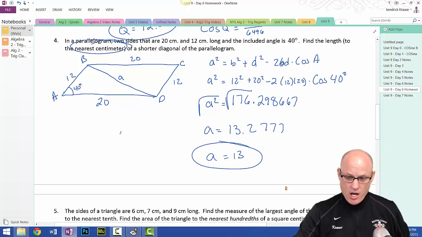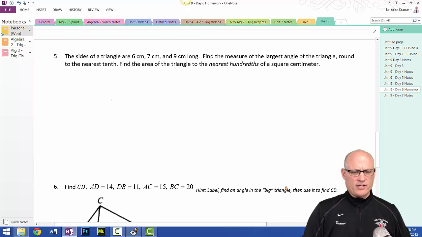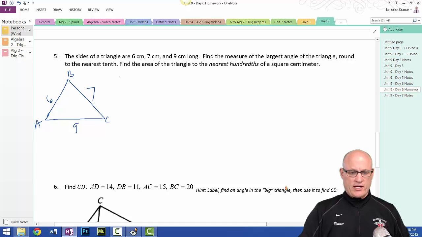Done. Moving on. Sides of a triangle are 6, 7, and 9. There's my triangle: 6, 7, 9. I'll call them A, B, and C. Find the largest angle. Well, the largest angle will always be opposite the largest side. Since I made little b 9, and that's the largest, the angle opposite it will be the largest.